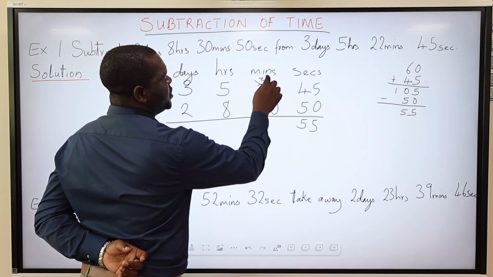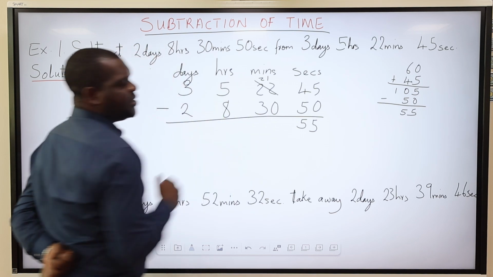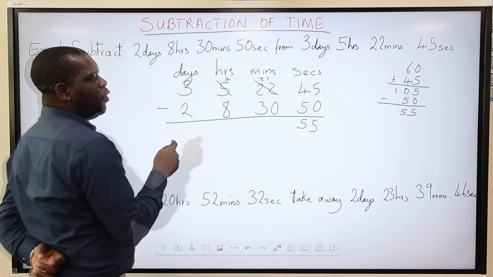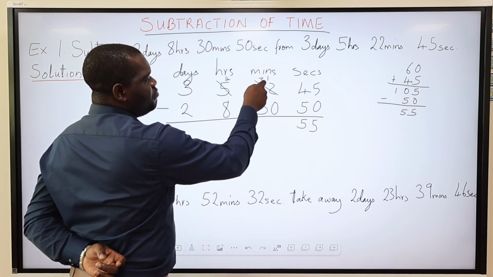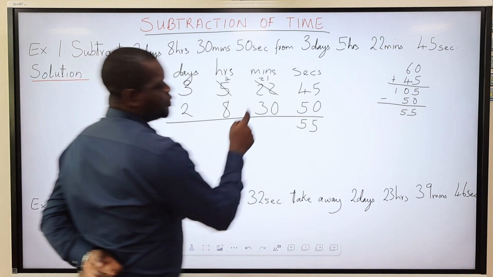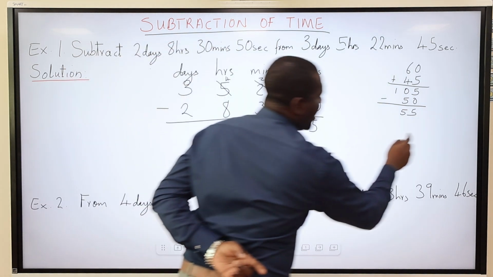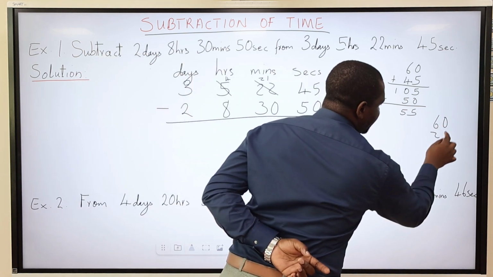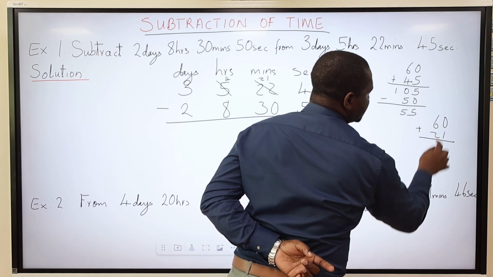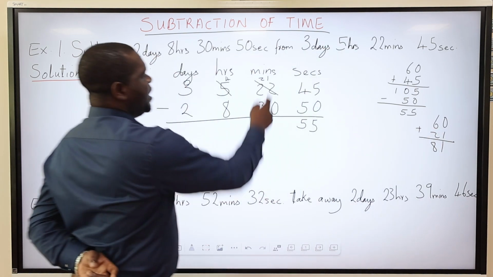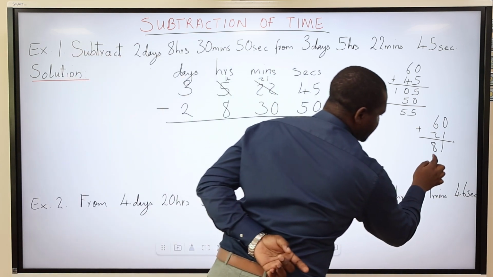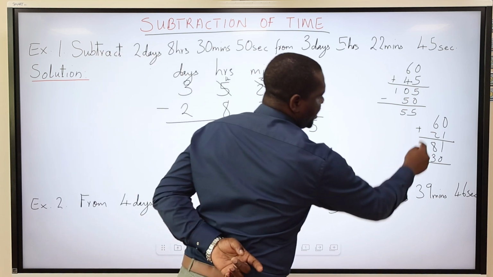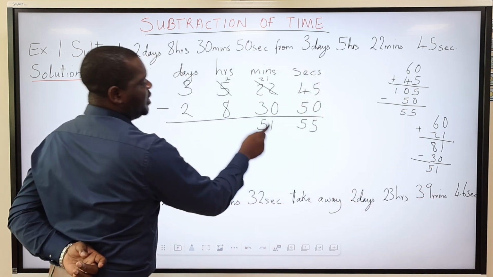Here you are left with 21 minutes. 21 minutes take away 30 minutes. It cannot. So we come to hours and take 1 hour, we'll be left with 4. When we bring 1 hour to minutes, it becomes 60 minutes. So here, instead of 21, we are going to have 60 minutes that we've borrowed from hours plus 21 minutes. This will give us 81 minutes. 81 minutes take away 30 minutes. It's possible because we have a bigger number up. So this is going to give us 51 minutes.